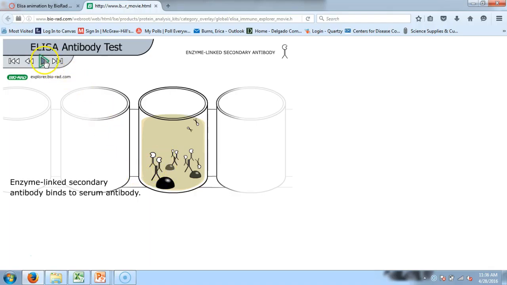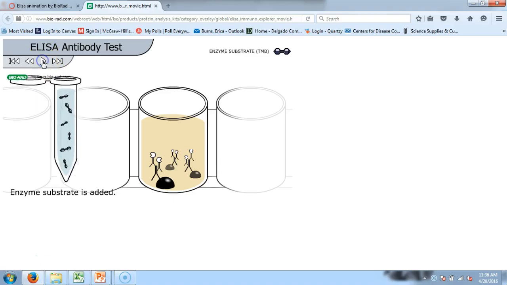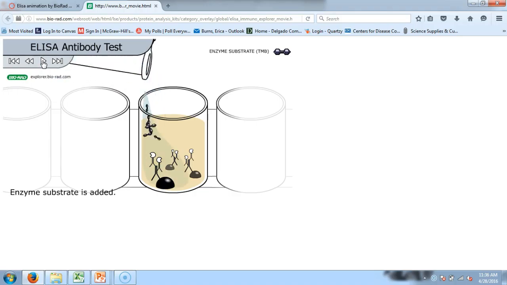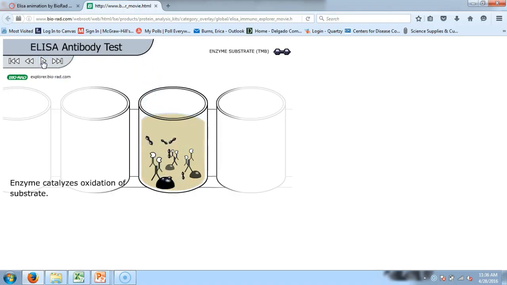So then the very last step, after we wash, and when we get to this point, we're going to wash 3 times because lots of stuff in there, right? We want to get everything that's not bound washed out. Then we're going to add our substrate, which is colorless. But when you add it, it interacts with the enzyme and it turns, wait for it, blue. Yay. Clear, blue, easy. What is that?